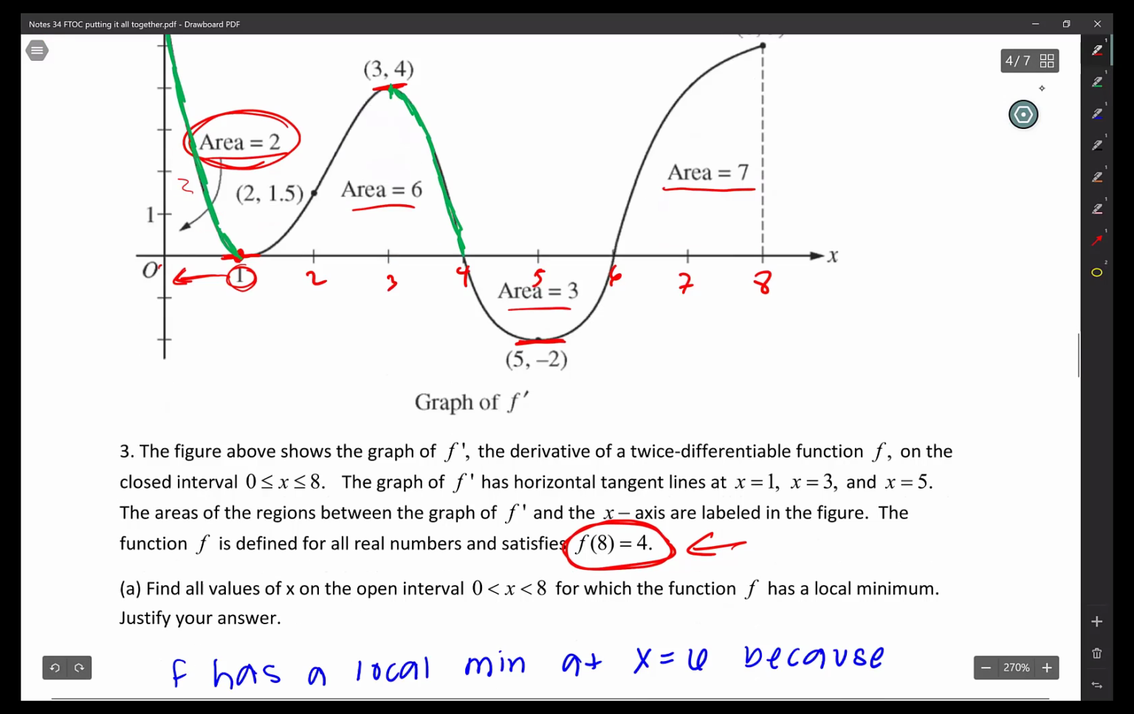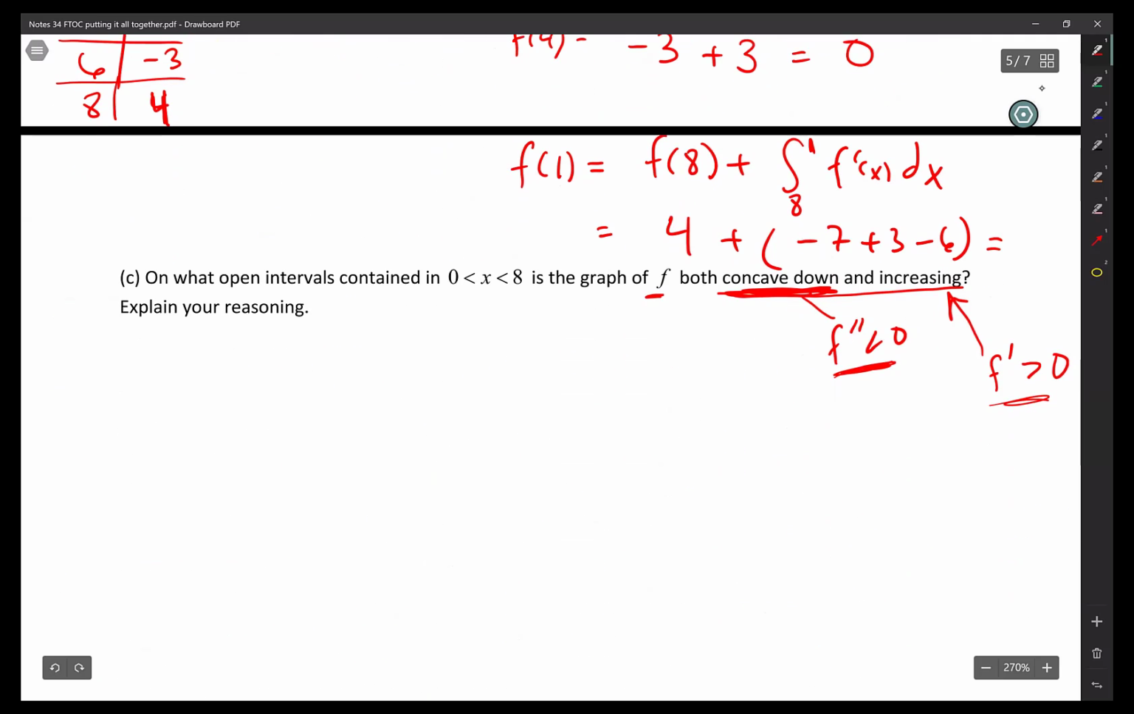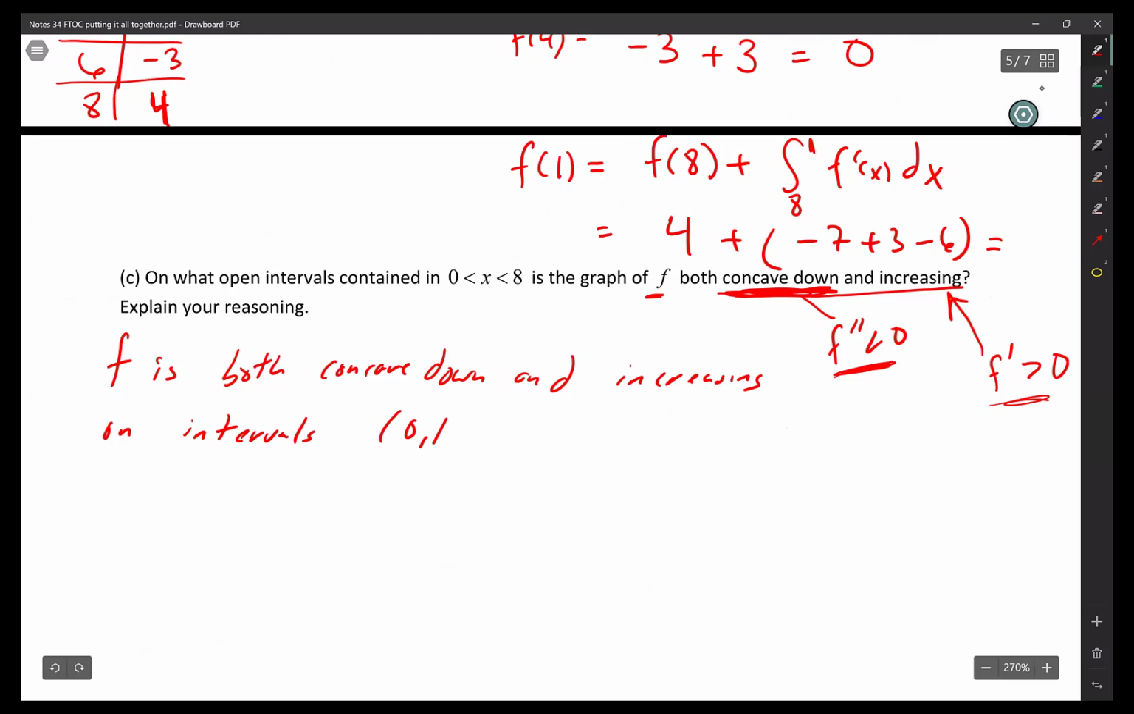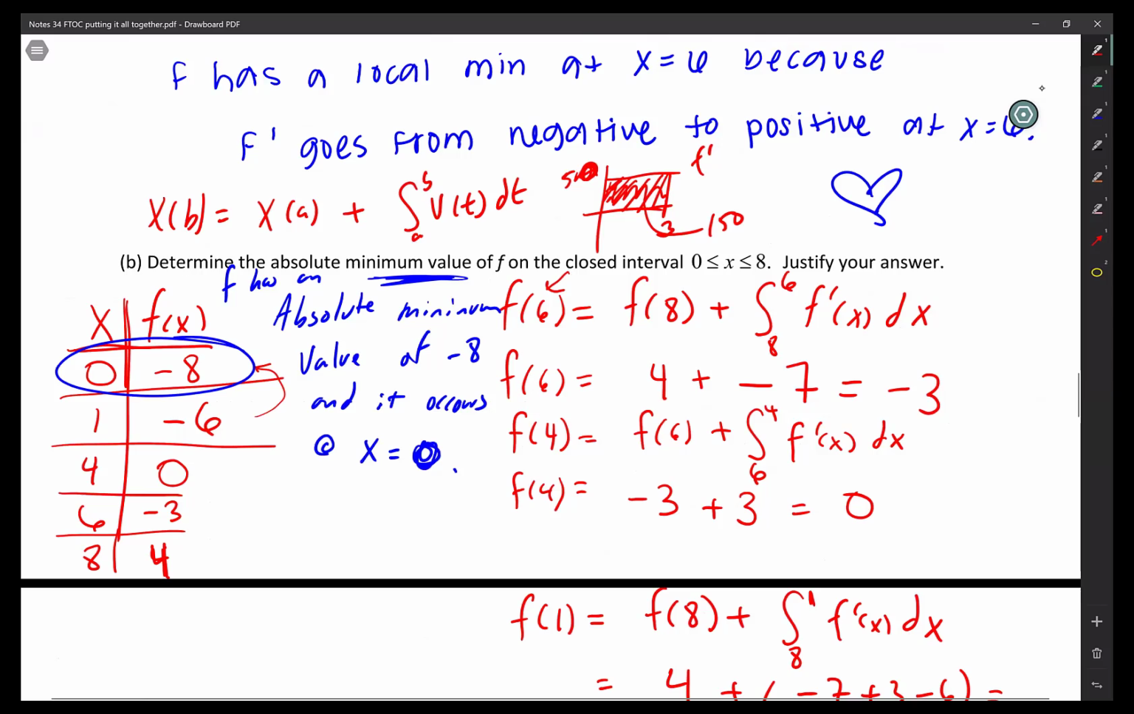Perfect. I come back. And this, we're going to use parentheses, and I bet you this is going to be full credit. Here's how you write it. Do not write an essay. Just write one, maybe two sentences. I'm going to write F is both concave down and increasing on the intervals 0 to 1 and 3 to 4.